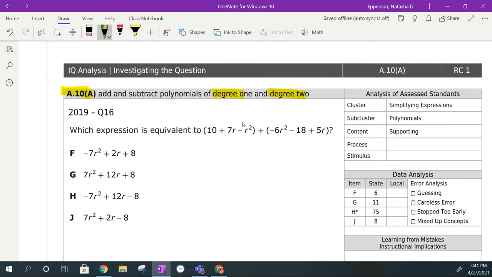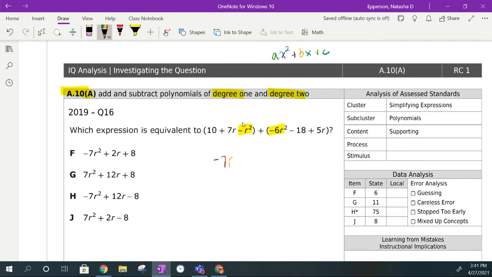When we're adding and subtracting polynomials, we want to make sure that they're in standard form. That's ax squared plus bx plus c. It's in alphabetical order and exponents from highest to lowest. So these are just adding these two expressions, so I don't need to think of anything different. I'm going to identify the variables with my highest exponent, which is squared. So that's this exponent, negative r squared, and negative 6r squared, and I'm going to combine them.